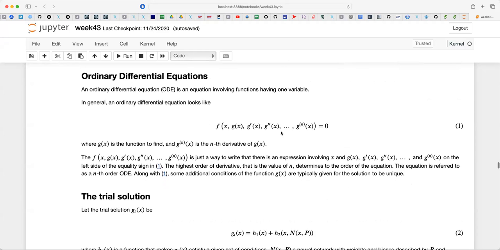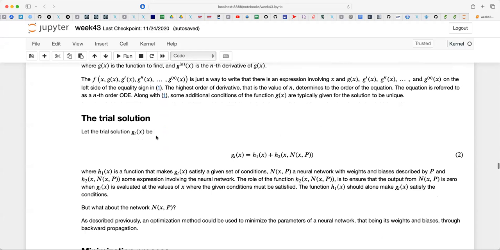So we talked about some of these quantities here. So what we would need then would be something which looks like this. So we have a function, which is a trial function, with this h of 1, which allows us now to have the solution to satisfy a set of conditions. And then we would have a function h here, which depends on your x value, and then is a function of the neural network, where p stands for the way we have set up the network. So P is then the model for the network. And we need to ensure then, when we are running the calculation, so the role of this function here is to ensure that the output from this network is 0 when this g of t is evaluated at the value of x, where the given conditions must be satisfied.